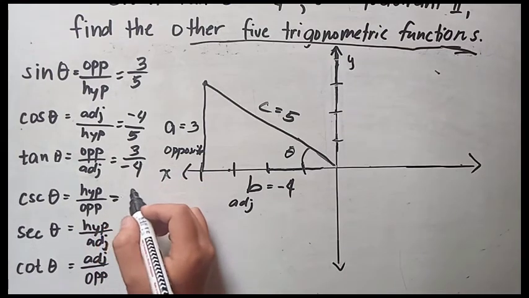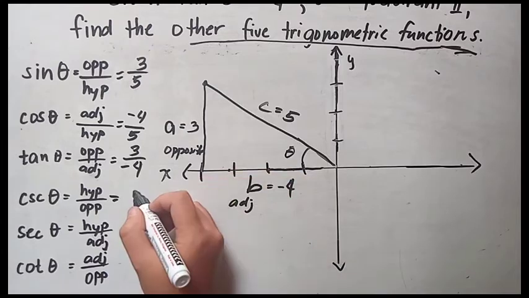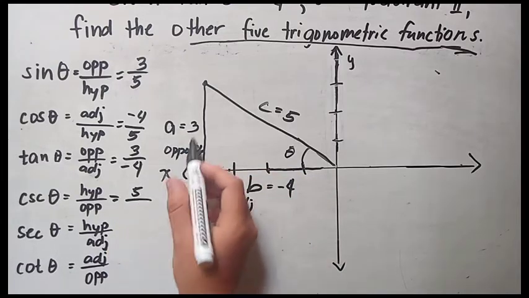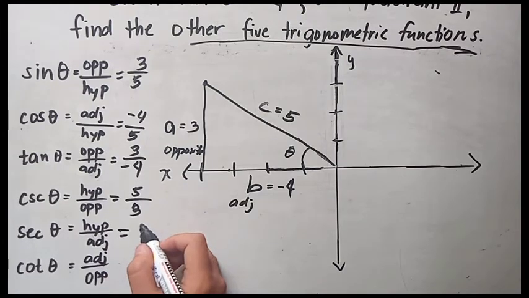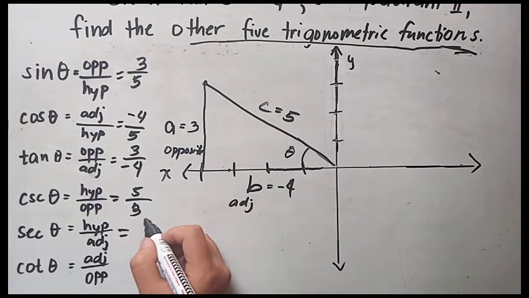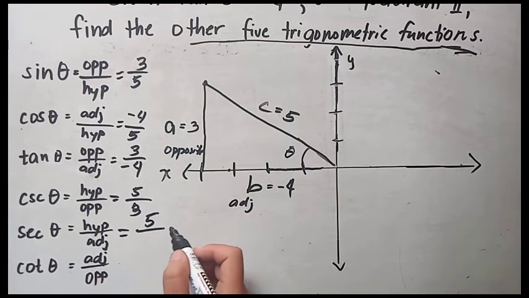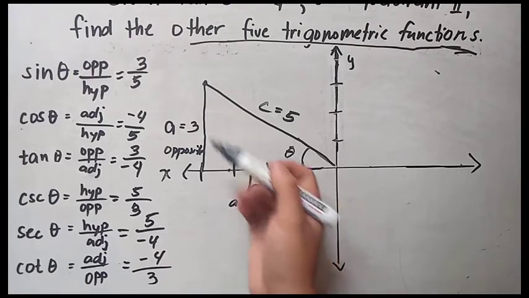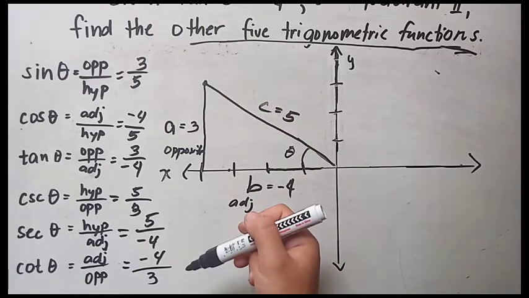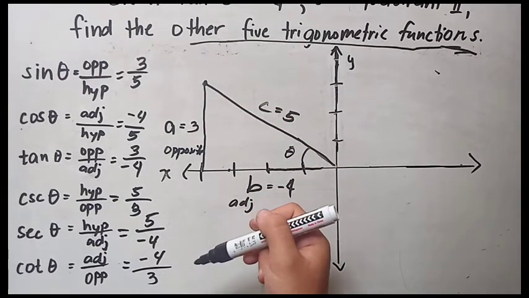Next, our cosecant theta, that is hypotenuse, that is 5, over our opposite side, which is 3. So 5 over 3. Next is our secant theta, this is hypotenuse 5 over adjacent, that is negative 4. And last, that is cotangent theta, that is adjacent, negative 4, over our opposite side, which is 3. So these are now the other 5 trigonometric functions that we are looking for.